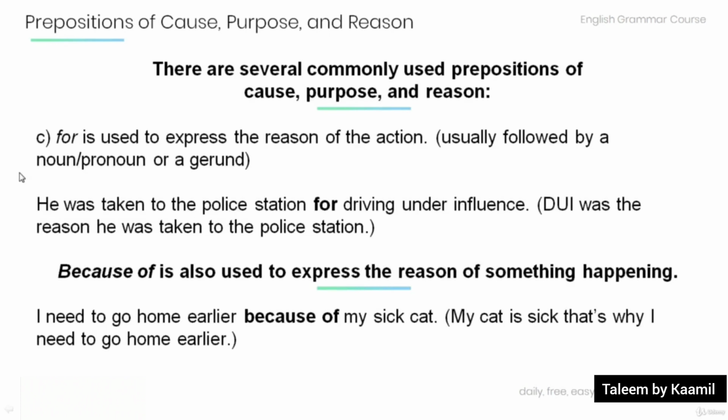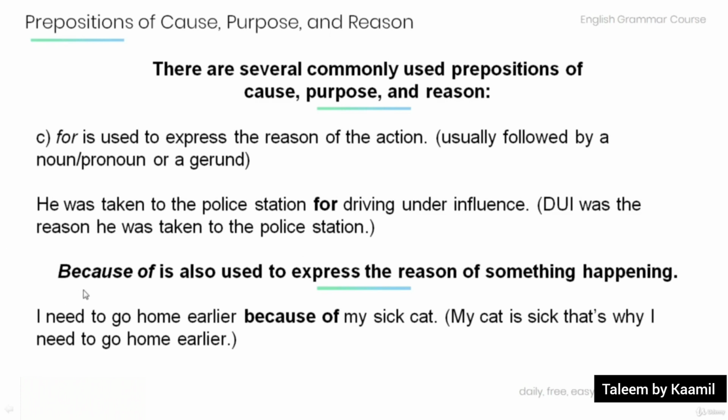C. For. "For" is used to express the reason of the action. Remember that it's usually followed by a noun or pronoun or a gerund. For example, he was taken to the police station for driving under influence. Now, DUI was the reason he was taken to the police station.